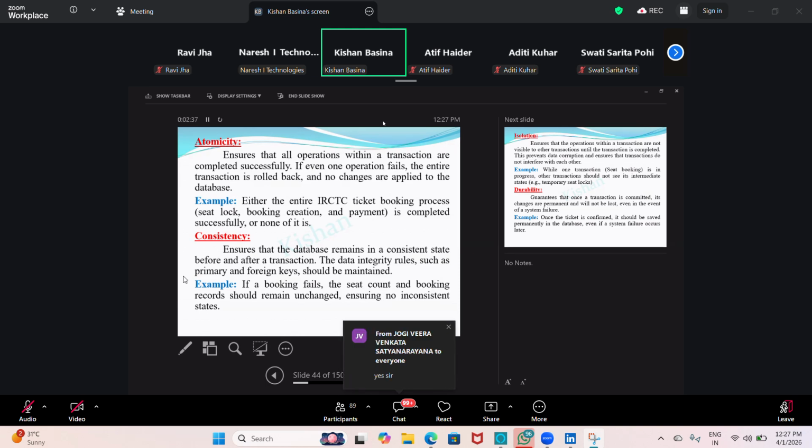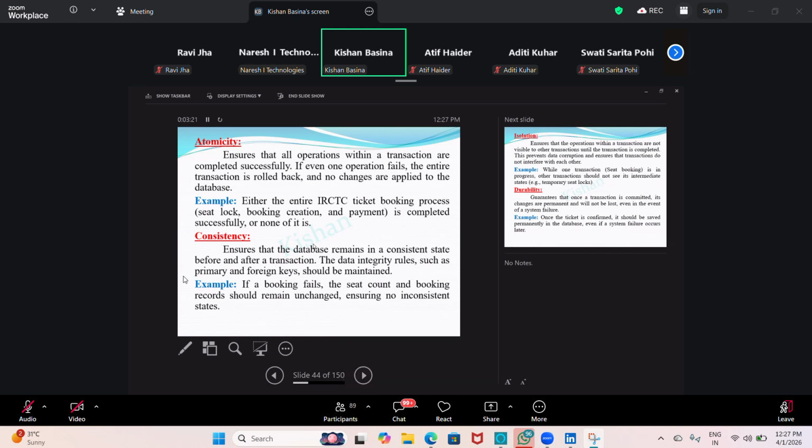Consistency means, once the data is committed, for example, we are trying to perform an operation. Let's take our IRCTC example. How many tickets are there? 10 tickets are there. I'm trying to book one ticket. That ticket is on hold. Payment failed. Again, how many tickets will be available? 10 tickets. The database is in a consistent state. The database will be affected only after payment is successful. So this is consistency.